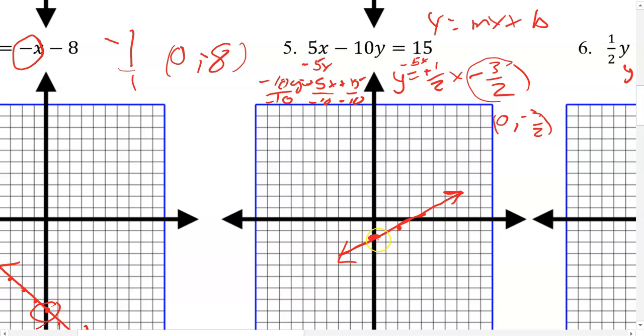We estimate as best we can where negative 3/2 would be. And then we're going to go up 1 and over 2. Up 1 and over 2. And plot our line.